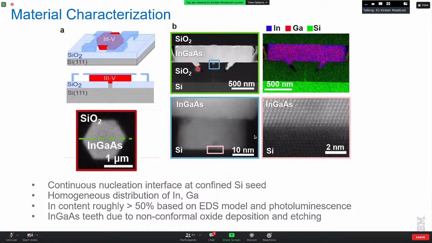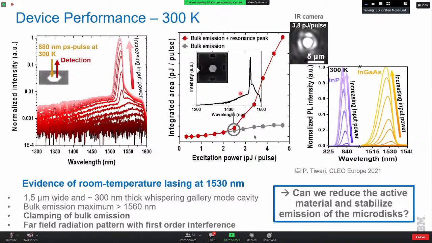You might notice these two teeth here going into the substrate. This is just because when we are planarizing this, we use PECVD, and PECVD tends to form these channels, and then we use an HF step that opens them up. This we have actually now changed, so we're using a combination of PECVD and ALD to really get a flat substrate here, but it doesn't really impact our properties much.